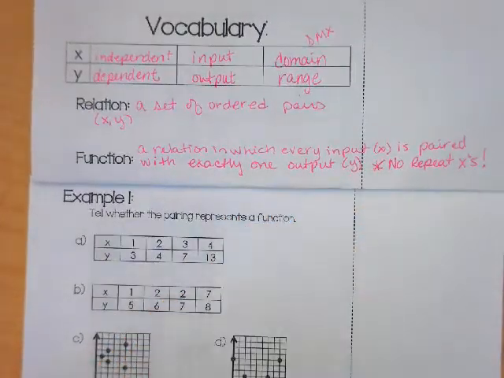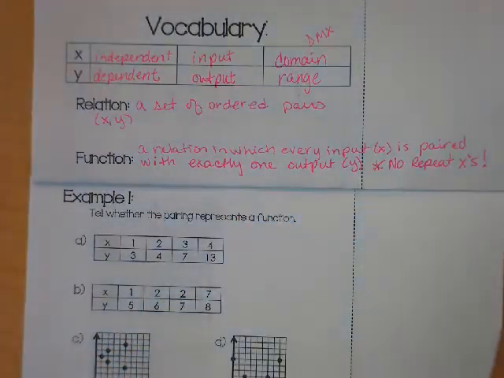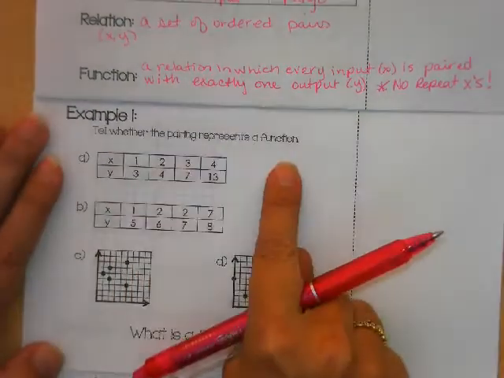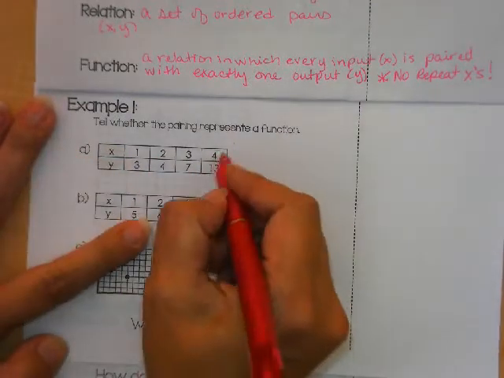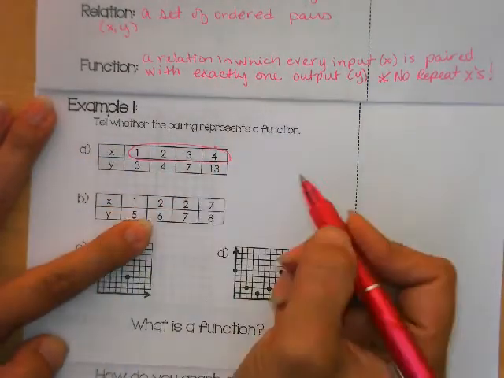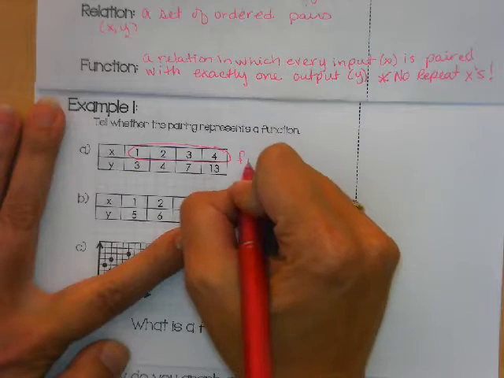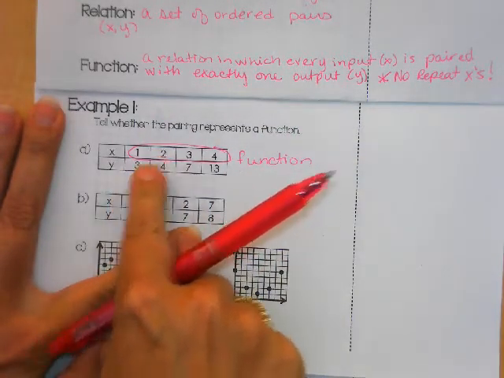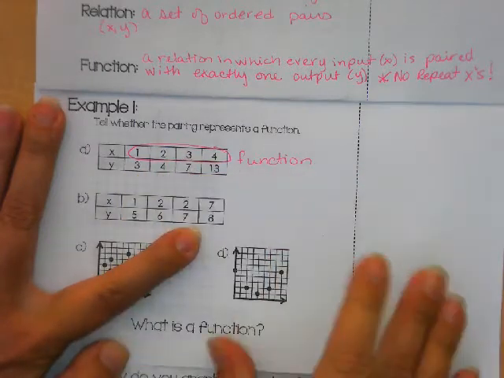If we're looking at a table, a graph, or a set of points, and we have repeat x's, that is not a function, right? If there are no repeat x's, it is in fact a function. So when we look at some of these, tell whether it is a function or not. You're looking at all these x values. Do we have any repeat x values? No. So this is a function. Every x only has one y.